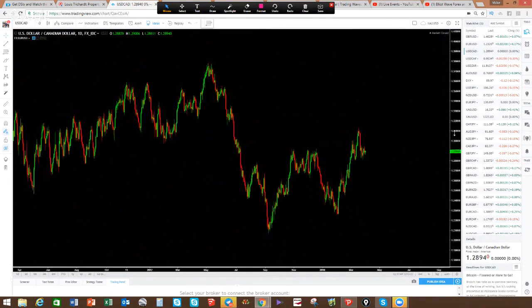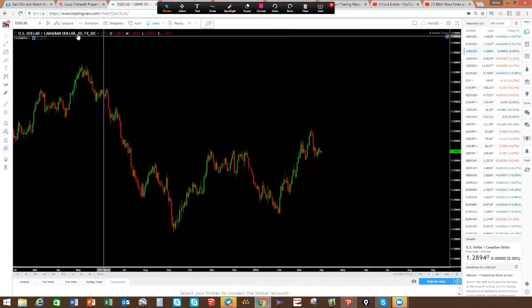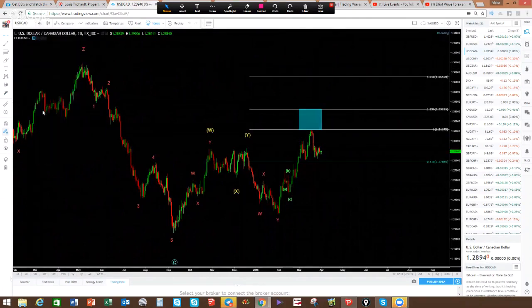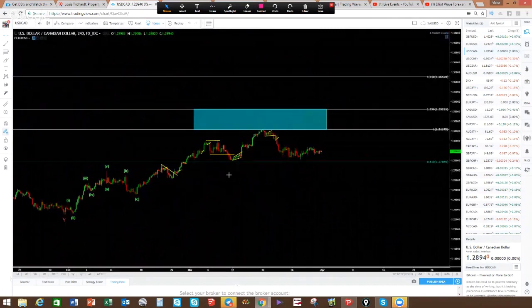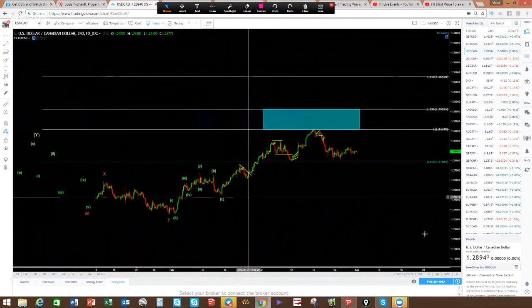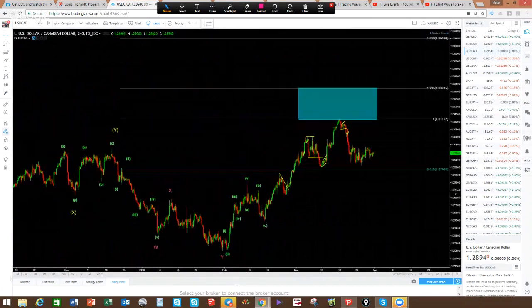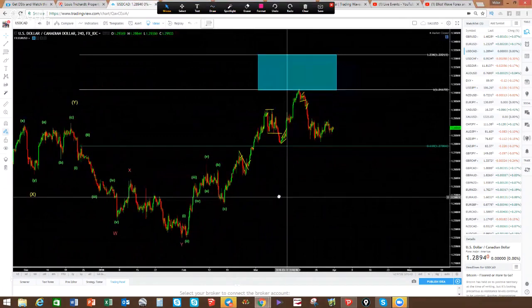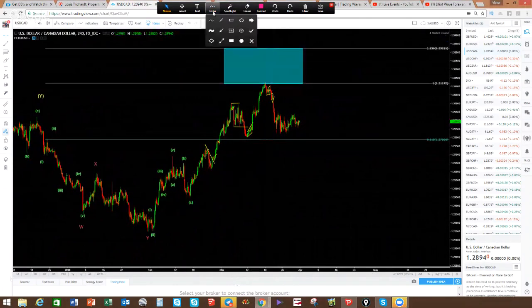So US dollar CAD, we reversed right on the blue box. Let's go to lower time frames, go to the hour. You can see not a pip higher than the blue box. And I did not just project this after the fact. We've been analyzing this every single week. Even the week before this touched, I showed you that it's going to reverse there in the blue box. This is the magic, call it the blue box magic.